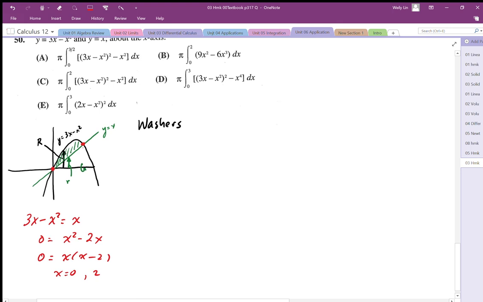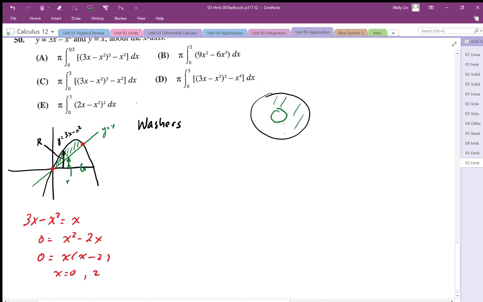Now the other thing that's going to happen is when I rotate this, I'm going to end up with washers. For washers I need to make sure that I understand what the outside radius is and the inside radius. So I'm going to have an outside radius, and that's going to be the black function. If I imagine rotating this, I've made a big R here in black. That little black line is going to be the big R, and if I rotate around the x-axis, that little green line represents the inside radius. So I'm going to have my inside and outside radius that gives me that area.